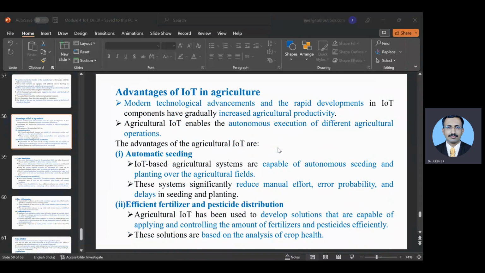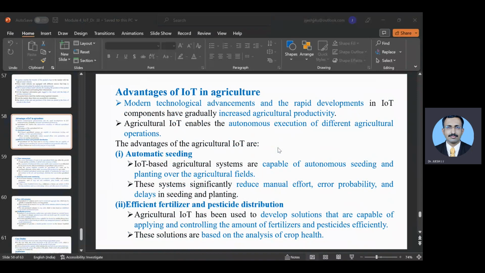Accuracy will be better. If you are doing it manually, you may do it at 2 meters one time, then at 3 meters, then at 5 meters. You may not do it in the proper way. But when a machine does it, you make sure that the precision is correct, the accuracy is correct. So the first advantage is the automatic seeding mechanism.